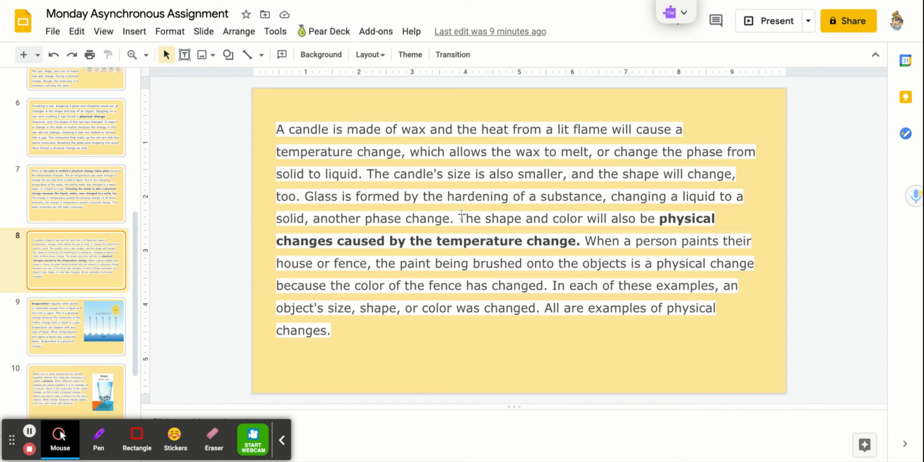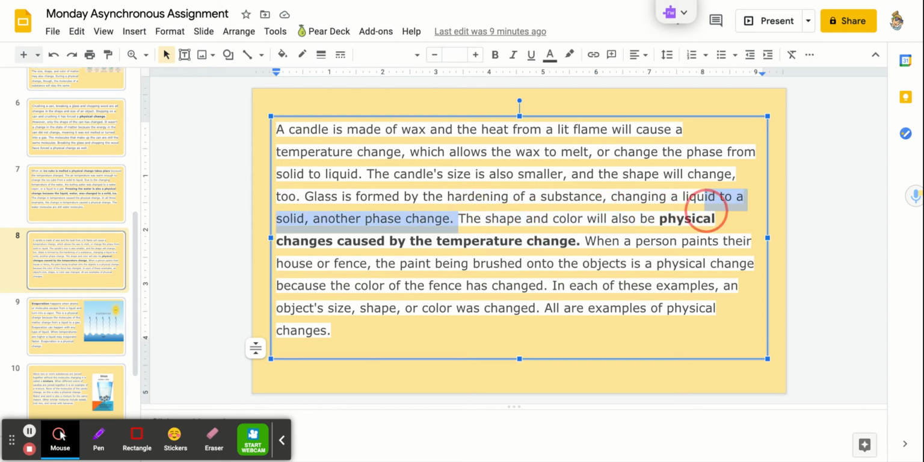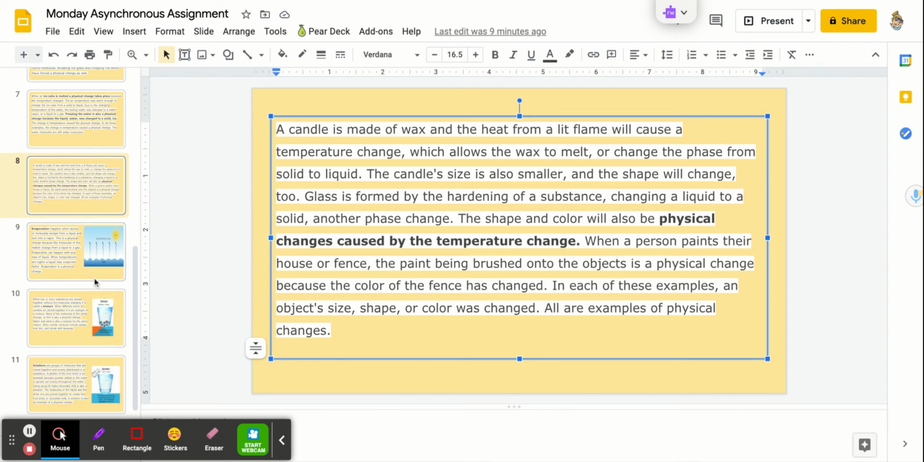Let's reread that. The shape and color will also be physical changes caused by the temperature change. When a person paints their house or fence, the paint being brushed onto the objects is a physical change because the color of the fence has changed. In each of these examples, an object's size, shape, or color was changed. All are examples of physical changes.